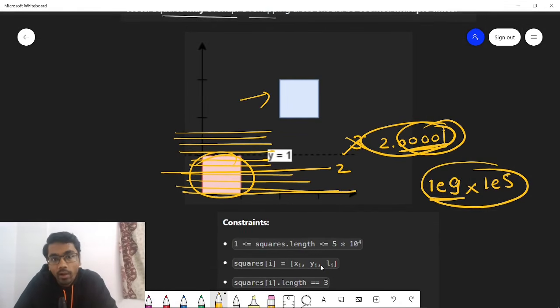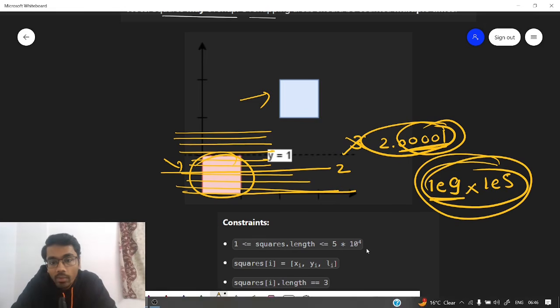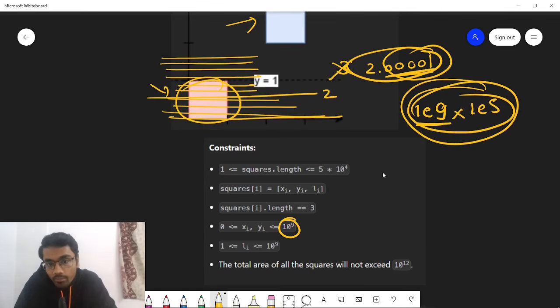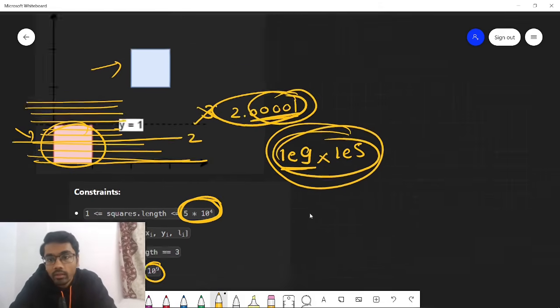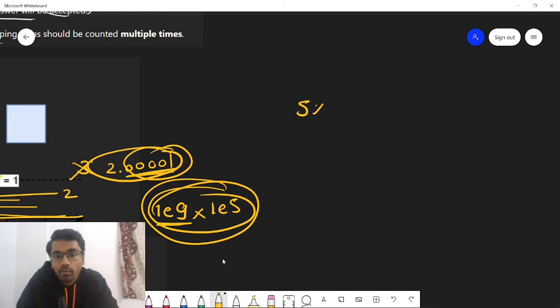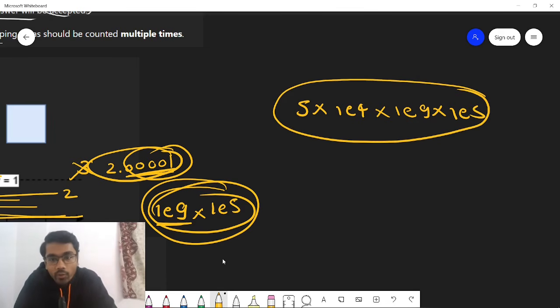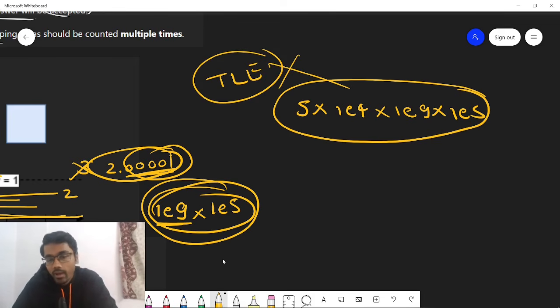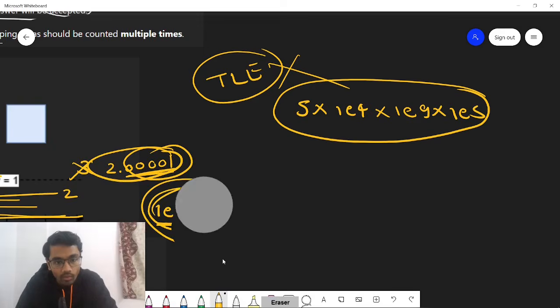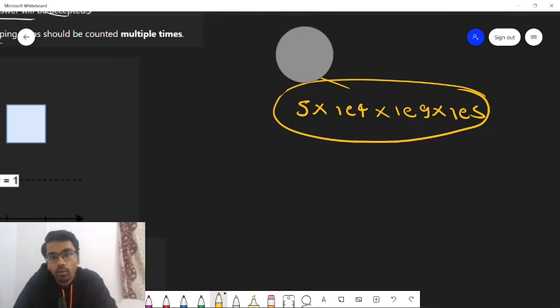So for that we need to iterate over each and every square for each and every line that we are checking. So how many squares can we need to check? In the worst case we can have squares value as 5 cross 1e4. So our total time complexity in this linear search will become 5 cross 1e4 cross 1e9 cross 1e5, and I don't need to tell you that this will give TLE, and this solution will not work. So linear solution will not work here.